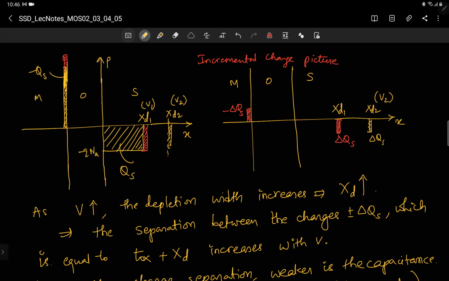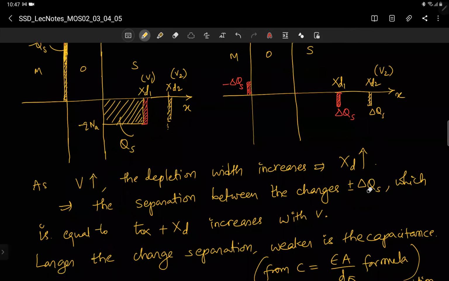You know that the separation between the plus and minus charges is equal to Tox plus xd. Tox is the oxide thickness. Here if you see, this is the separation between the plus and minus charges. So here it is Tox plus xd, and this is Tox.